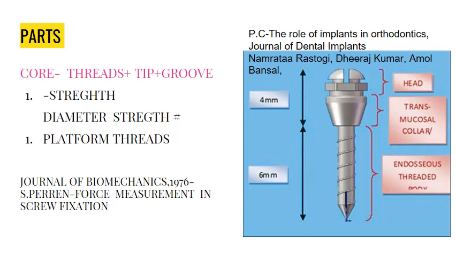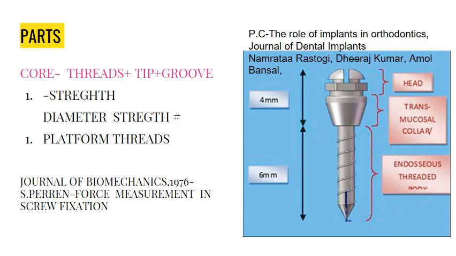So obviously when you're placing and removing the TAD, the strength of the TAD depends on the core. Not just that, even when it is in place, when it is being loaded for orthodontic purpose, again the diameter and the core of the TAD comes into picture. If it has a greater diameter, it is more stable even when it is being used. So not only during placement and removal, even when it is in function, the TAD's diameter plays a very important role.